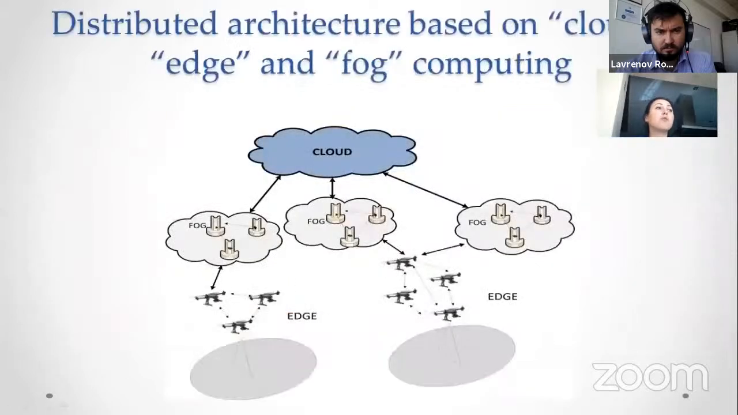The most promising architecture of control subsystems of complex systems is a distributed architecture based on cloud, edge, and fog computing. This architecture solves common tasks, including control tasks, in the cloud layer, while data collection and preprocessing tasks are solved, as a rule, by means of edge and fog devices. You can see an example on this slide.